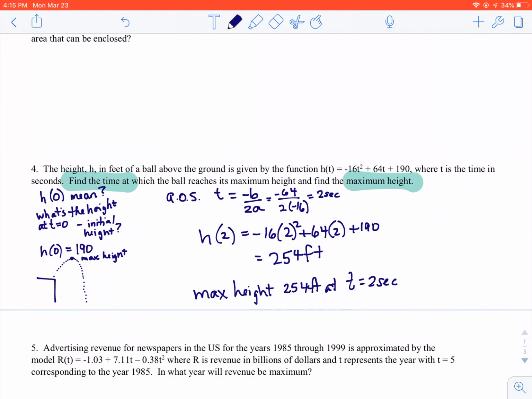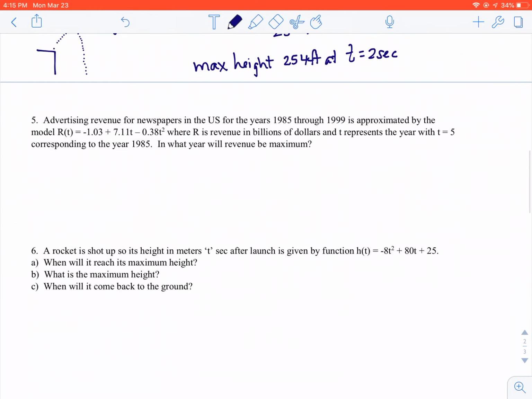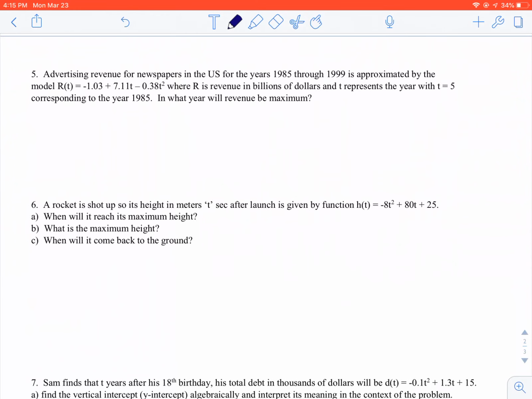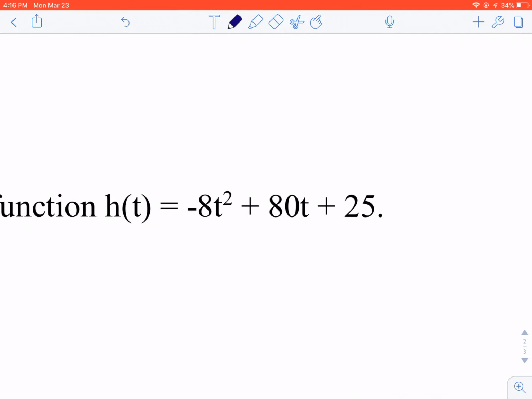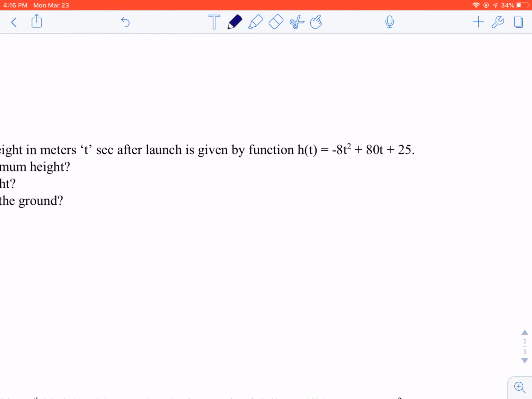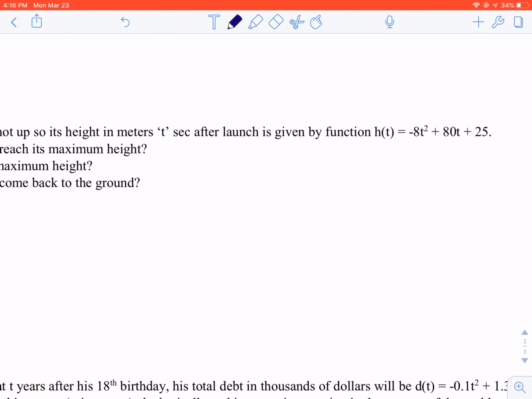So it takes 2 seconds to reach the maximum height, and then it will fall back down again. All right, let's do another height problem. Here, number 6, a rocket is shot straight up, so its height in meters t seconds after launch is given by this function. So again, let's look at the function: negative 8t squared plus 80t plus 25. Notice it's starting at a height of 25, I guess it's meters this time.